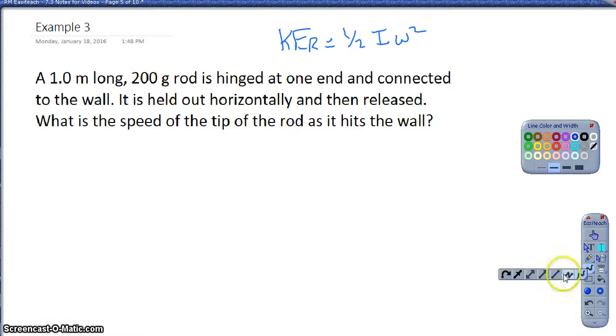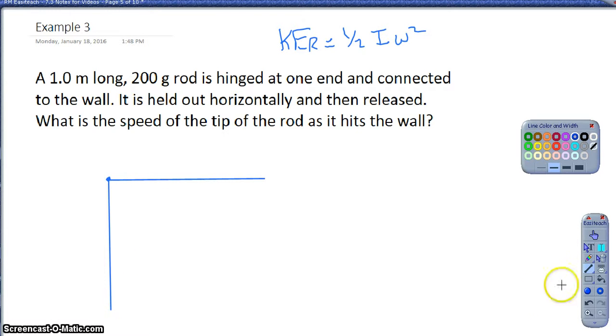Okay, so let's first and foremost make sure we're comfortable with this situation. So you've got the rod, which is originally horizontal, and it's hinged at one end here, right? So it's held out, set like that, and hinged at one end. Then it's released, and as it's released, that rod is going to swing downward, right? So starting here and swinging downward, that rod is going to eventually be vertical. And they're asking us, what is the speed of the tip down here? So how fast is this moving as it hits the wall? That's what they're asking us to find.